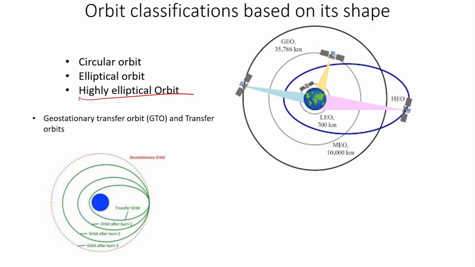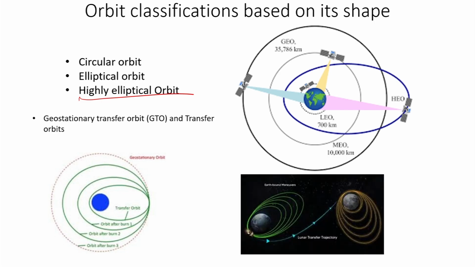geostationary transfer orbit. So, the satellite is not directly put into this 36,000 kilometer orbit. Instead, it is put in a very highly elliptical orbit, and then using the onboard propulsion system, it is finally maneuvered to the geostationary or the geosynchronous orbit. Even when we send satellites to the other planets, there is a transfer technique. So, here you see the orbit where the satellite is injected in the Earth's orbit, and finally, it has been put into the lunar orbit. So, this is called a lunar transfer trajectory orbit.